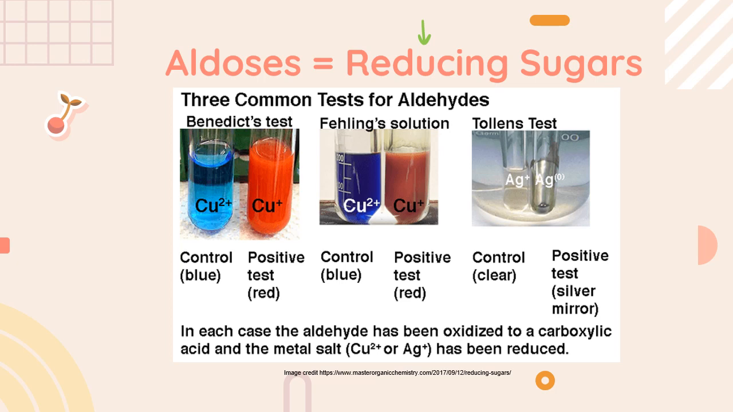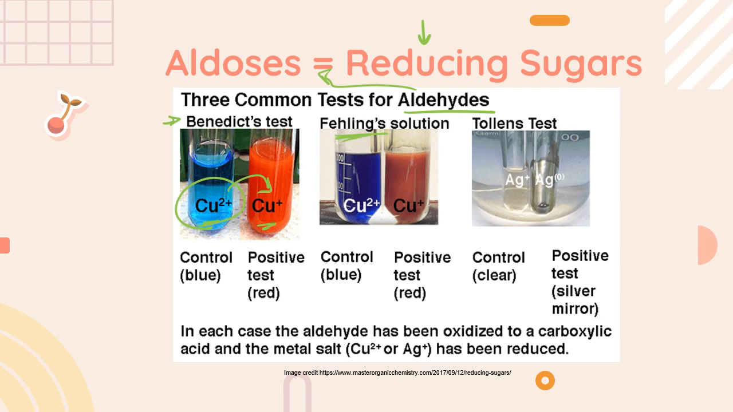So, 3 common tests that we have for aldehydes or aldoses, reducing sugars. Benedict's test: we're going to reduce copper from +2 to +1. That copper will turn from this blue to this orangey color when there is a reducing sugar in the solution. So the sugar will be oxidized, the copper will be reduced.